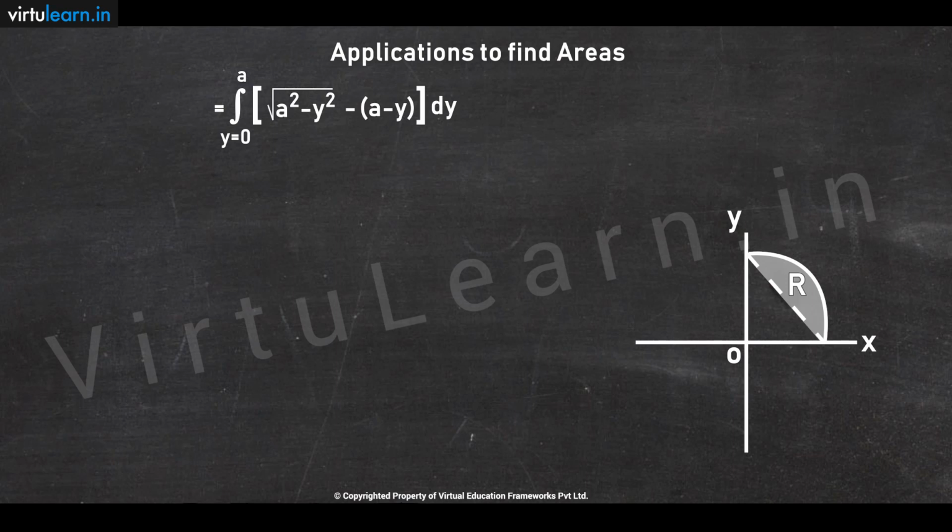We can write it as two separate integrals. The reason is the first of the integrals, where root a square minus y square is there, can be evaluated easily by using the substitution in terms of sine or cosine functions. The other one can be evaluated directly.